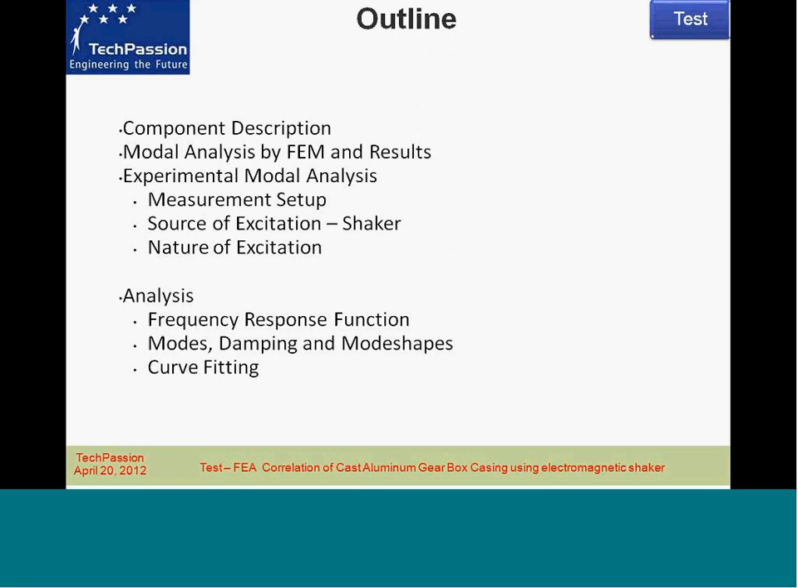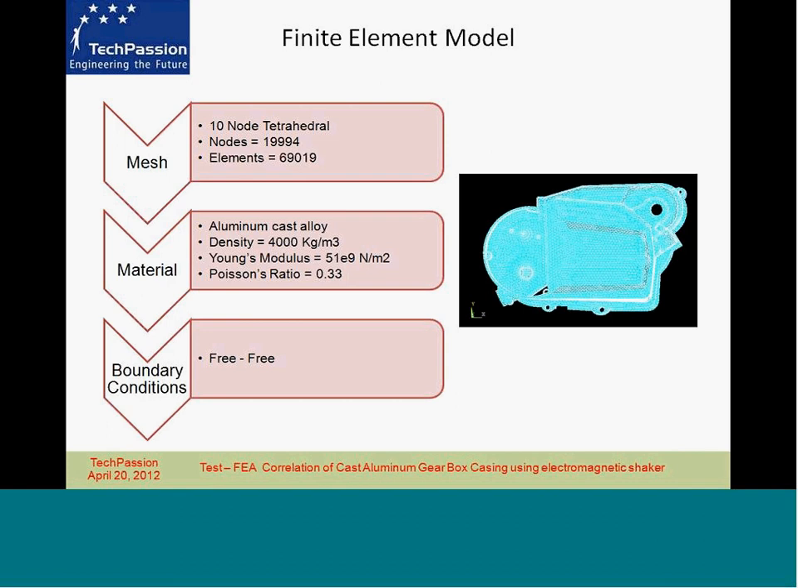This shows the gearbox casing and its finite element model. The mesh was done with 10-node tetrahedral elements, consisting of nearly 20,000 nodes and 59,000 elements. It's an aluminum cast alloy with a density of 4,000 kg per meter cube and a Young's modulus of 51 megapascal and Poisson's ratio of 0.33. The test was done under free boundary condition.